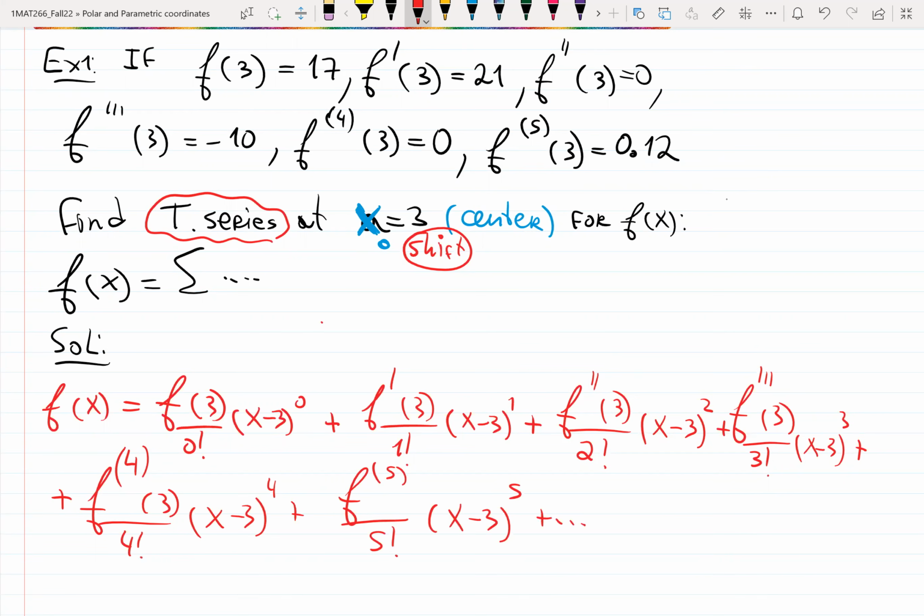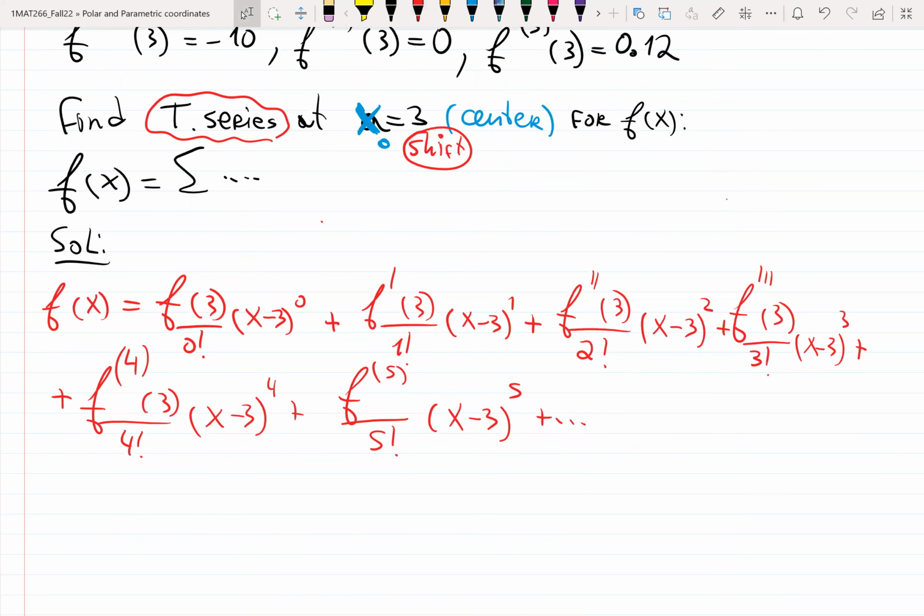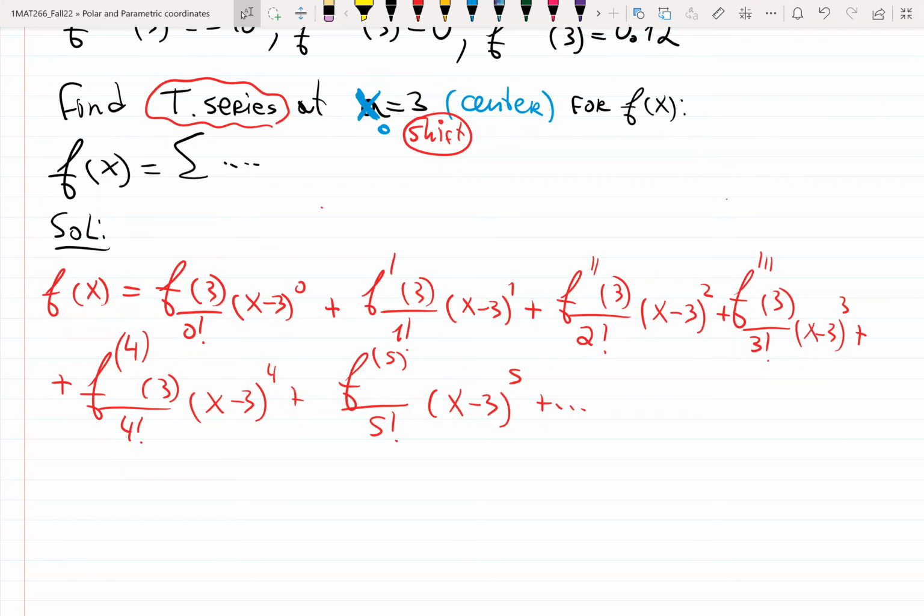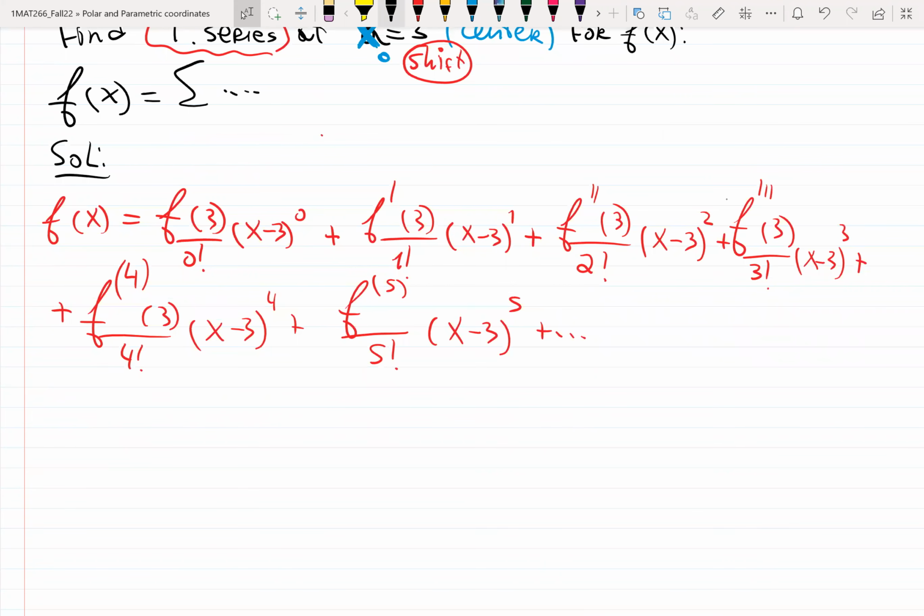But we only know these. So if you cut it off, you call it a Taylor polynomial. Find a Taylor polynomial if there's a cutoff. And we're cutting off on the data we only have in front of us.